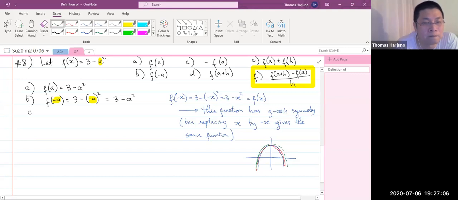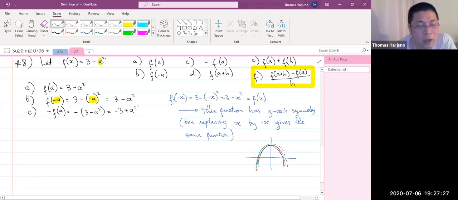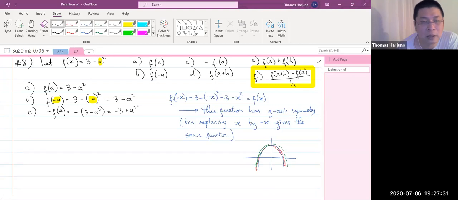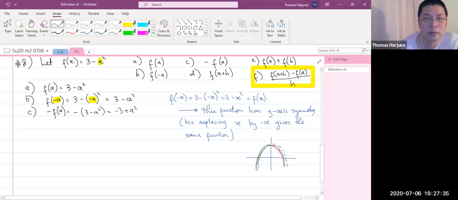Part C, about negative f of a. This is if we try to reflect it with respect to the x-axis. Negative of 3 minus a squared is negative 3 plus a squared. They are not the same, so it doesn't have x-axis symmetry. It still has y-axis symmetry, but not x-axis symmetry.